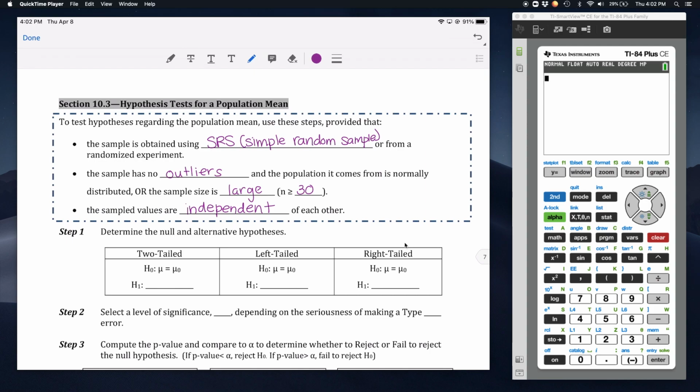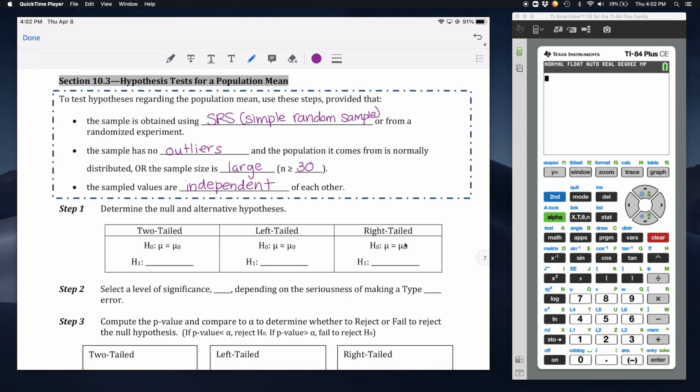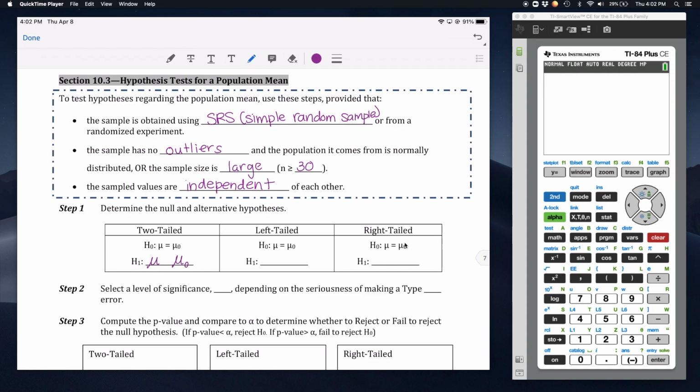So just like we had with our proportions, there's 3 different types of alternative hypotheses we can have. The null is always the same here, that our mean, so mu, is going to equal whatever mu we're looking at. For our alternative, if it's a two-tailed test, we'll still compare mu to the mu of our null, but a two-tailed test is going to be not equal to. A left-tailed will be less than, and a right-tailed will be greater than.